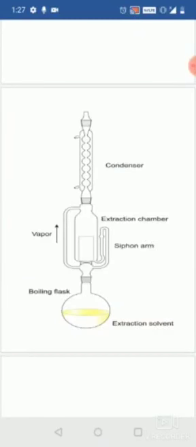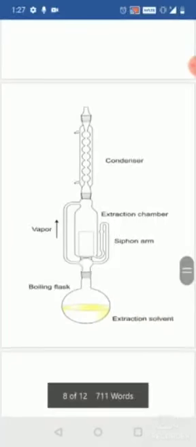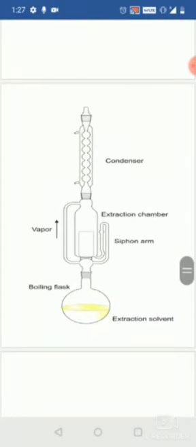Once you are going to extract, you need to pack the powdered drug in filter paper or other paper, which is known as the thimble. That you place in the extraction chamber, and you add the solvent, that is the organic solvent, in the flask.